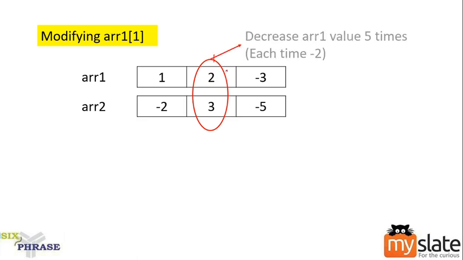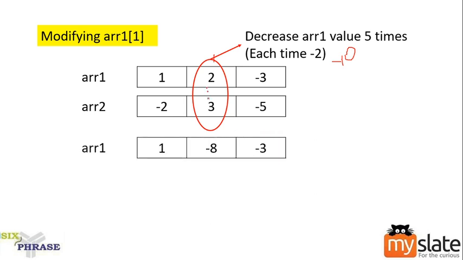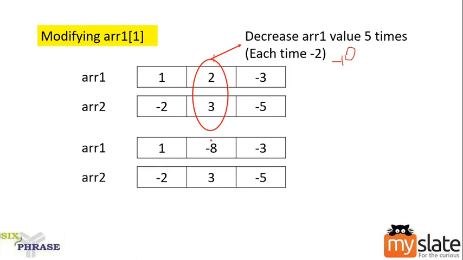So next we are going to decrease the value 5 times. So reduce it by 10. When I reduce 2 by 10, my answer will be minus 8, right? So array 1 will change as 11, minus 8, minus 3, alright? And array 2 will be minus 2, 3, minus 5. Array 2 will not change. Array 1's first index value has changed, okay? So now what will be the product?